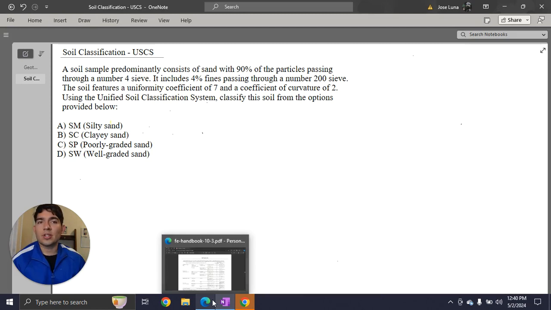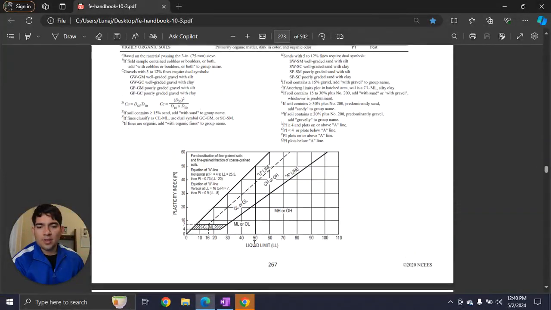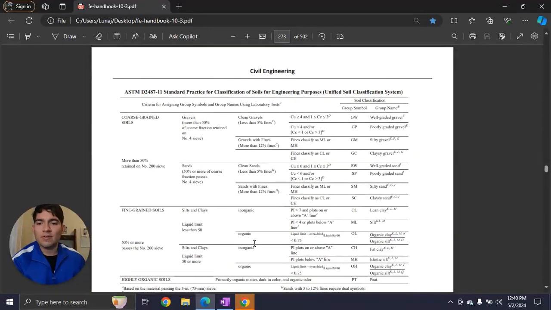Okay, so the first thing that we need to do is go to our FE reference manual. In this case, the classification table is going to be on page 267, so you can find that right here. The way that we are going to classify the soil is we just work our way from the left side of the table to the right side. The first thing that makes a distinction is between coarse grain soils and fine grain soils. It depends on how much of the soil passes the number 200 sieve.